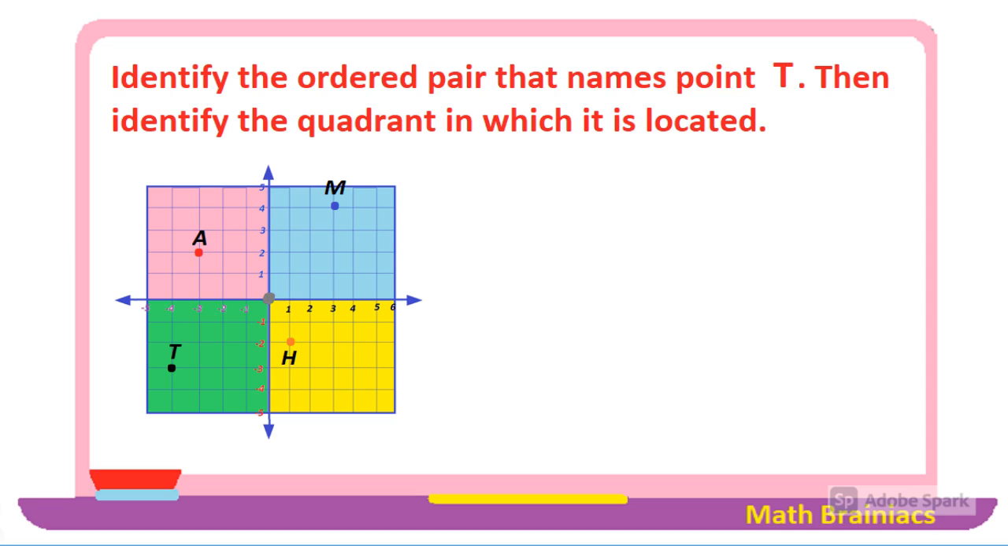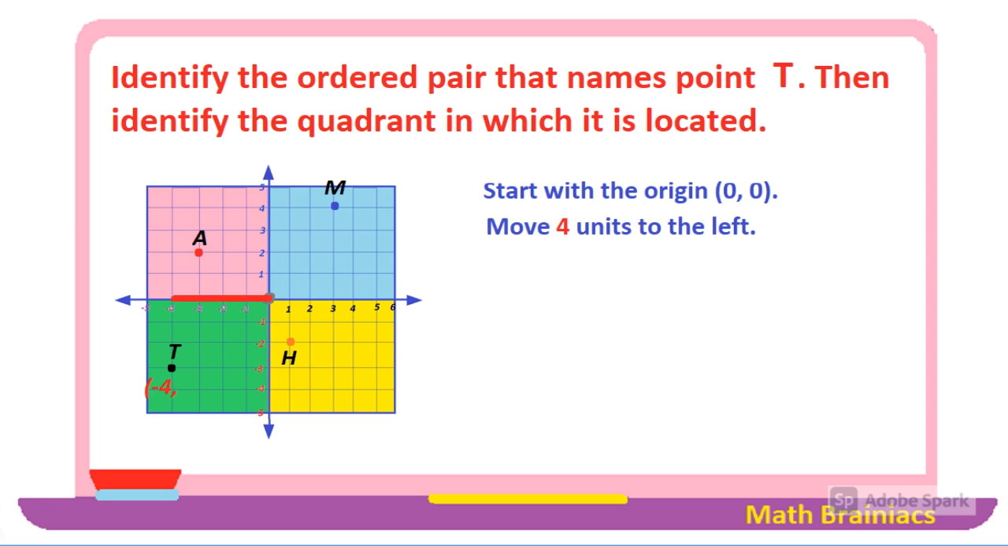Let us work on another example so that you can hit it off. Identify the ordered pair that names point T. Then identify the quadrant in which it is located. As usual, we are going to start at the origin, point 0, 0.